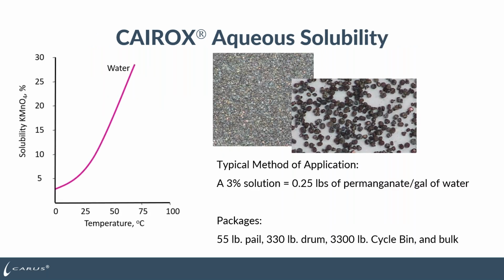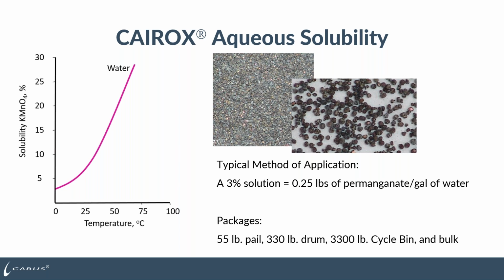Like I said, one of the things that you're going to do when you have Carus is you're going to have to make it up into solution. There's a very low solubility of potassium permanganate in water at room temperature. So the max solution that you can make is a 5% solution. What we typically do is recommend that customers make a 3% solution. 3% is easy to remember because it's a 1/4 pound of dry permanganate per gallon of water. You'll need about 10 to 15 minutes of mixing to get that permanganate into solution, and then you'll have a 3% solution that you can then dose to your application point.